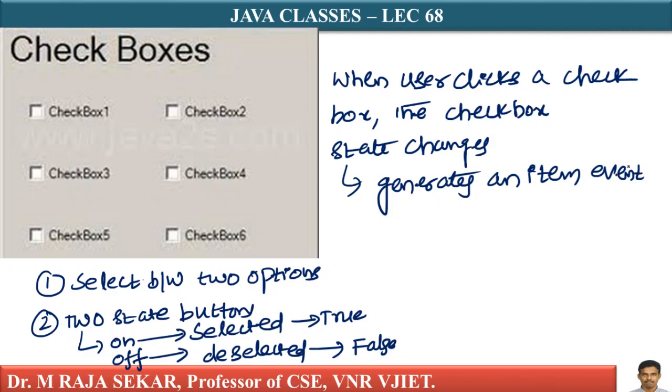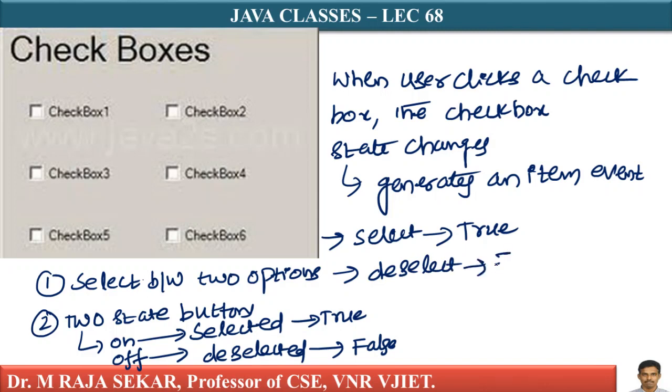When the user selects checkbox, it returns true. If you select checkbox, what will it return? It will return true, isn't it? It returns true to the system. If you deselect, what happens? It returns false. As I told you, how many states are there?